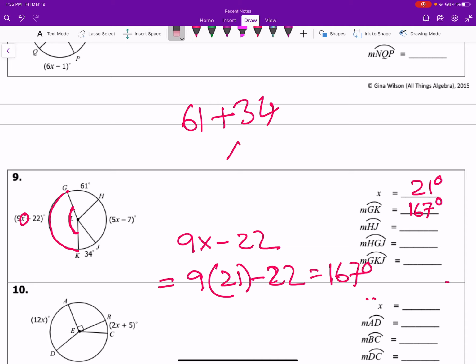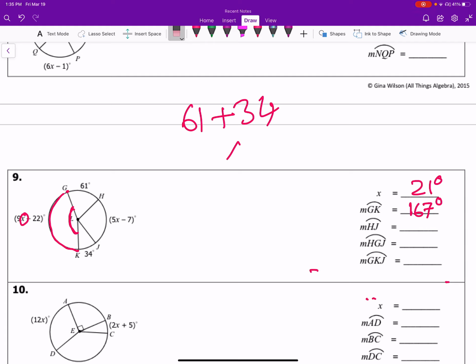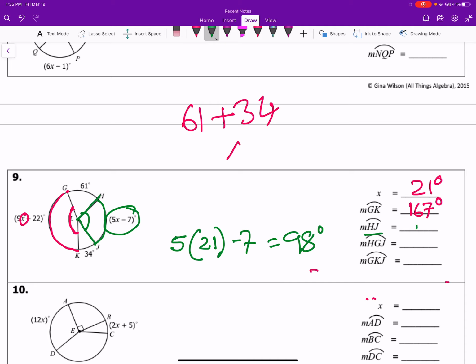Okay. Then let's see what is next. HJ is this one. So what is that? It's simply this. Plug in the value of x, 21 minus 7. What do you get? Then you get 98. Okay, so this is 98, right? So this is the way you are going to solve.